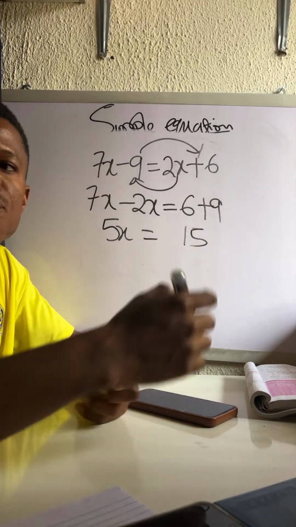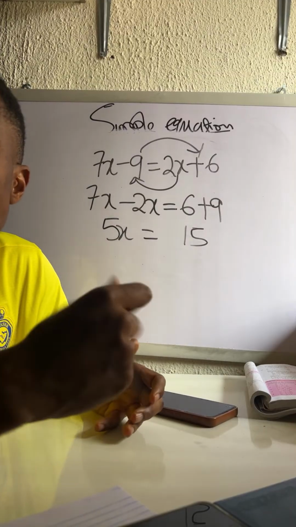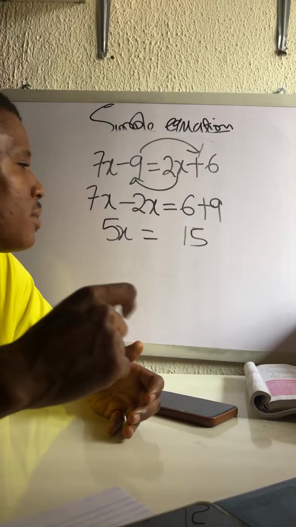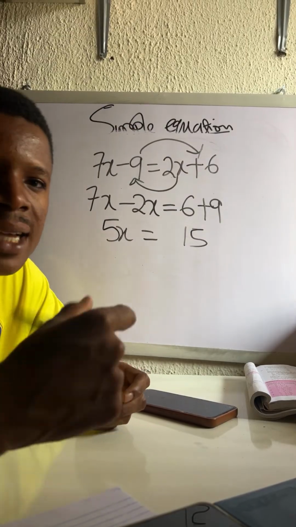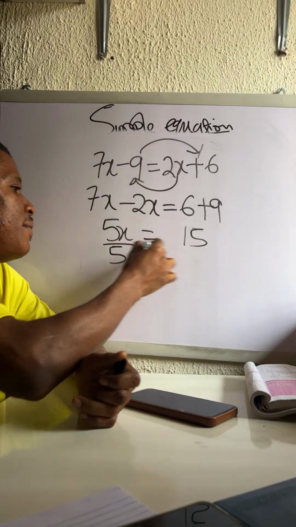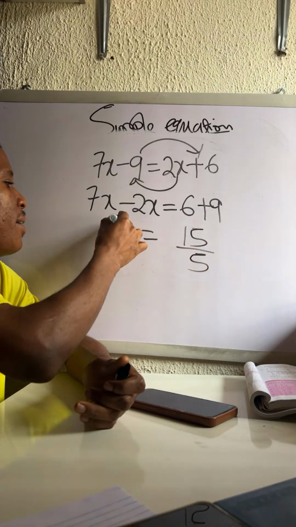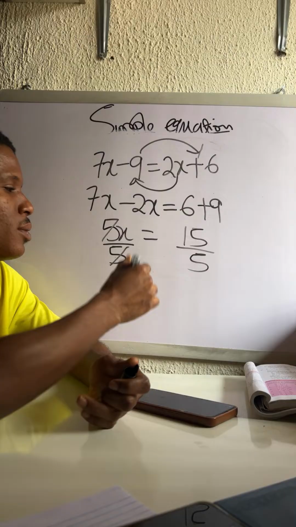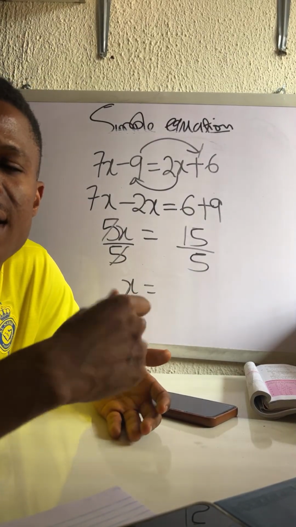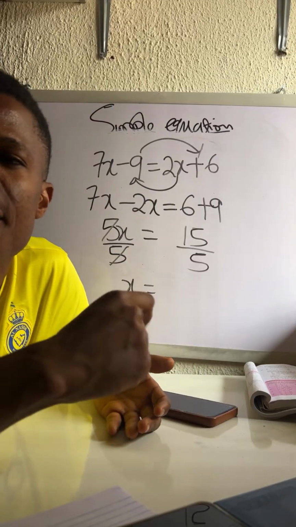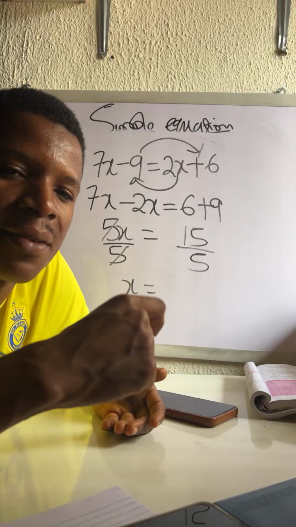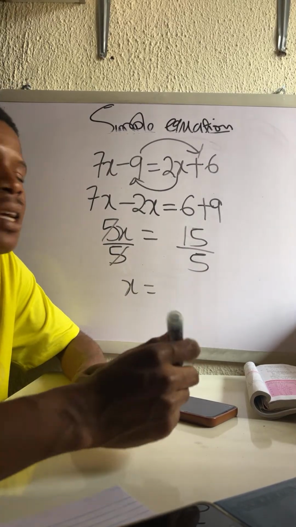15. Correct. So to get the value of x, what do we do? We just have to divide the left and the right hand side by what? 5. Okay? Divide by 5. If you divide by 5, x is equal to 15 divided by 5. What's the answer? 15 divided by 5. The answer is what?